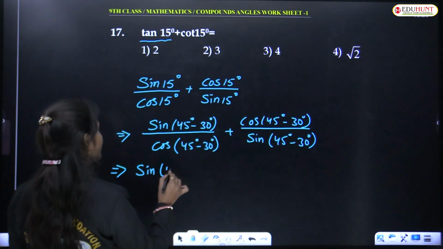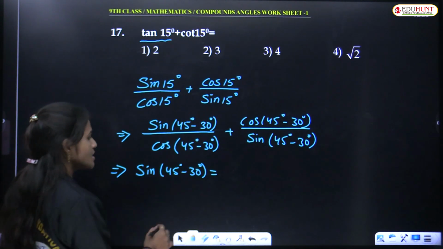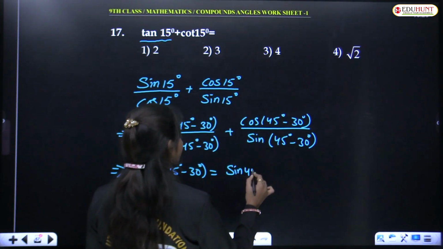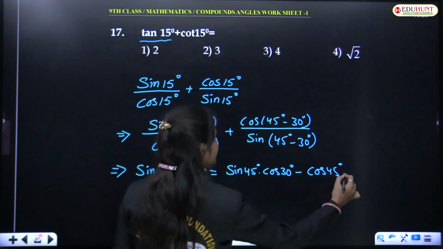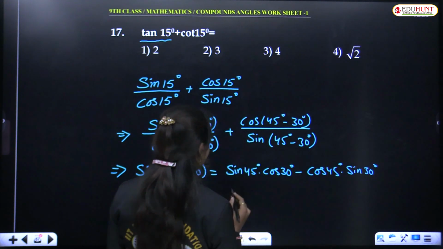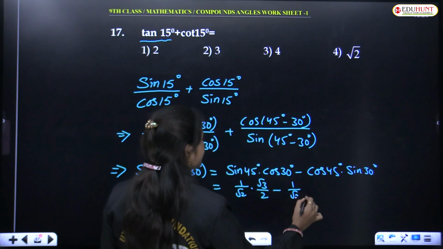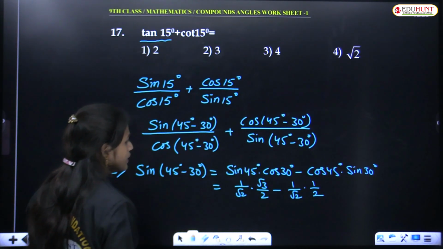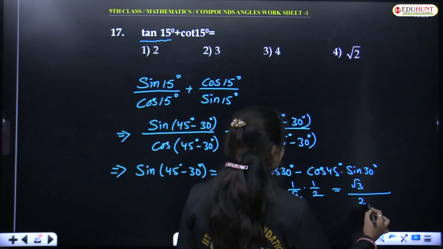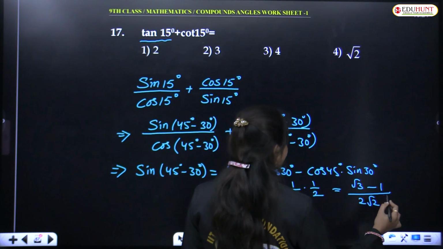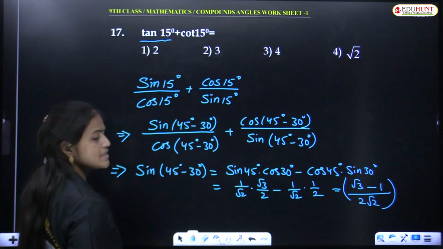Sine of 45 minus 30 degrees. So sine of A minus B form: sine A cos B minus cos A sin B. So first this value we need to find out. So 1 by root 2 into root 3 by 2 minus 1 by root 2 into 1 by 2, which equals root 3 minus 1 by 2 root 2. That is the value of sine of 45 minus 30 degrees.